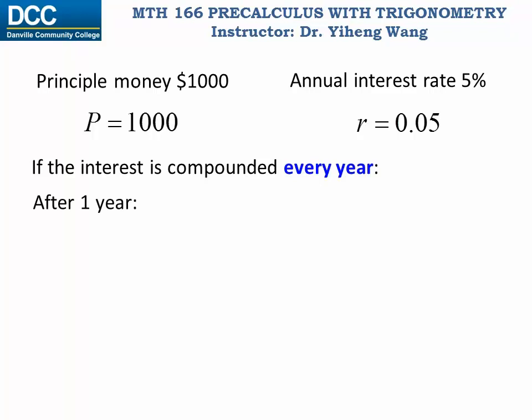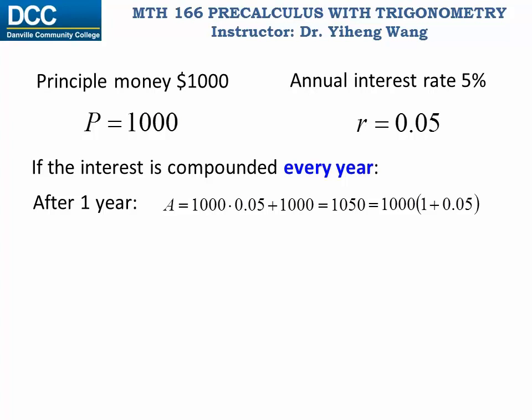You will earn interest on your principal, and that interest is calculated by 1,000 multiplied by your annual interest rate, 5%. So the interest you will earn will be $50, and you have $1,000 to start with. So overall, your balance will be $1,050. Or it can be calculated by 1,000 multiplied by 1 plus 0.05. 1 represents your principal money, and 0.05 represents your annual interest rate.